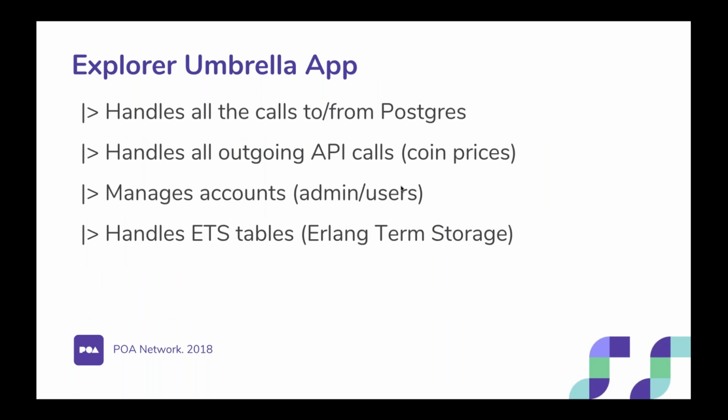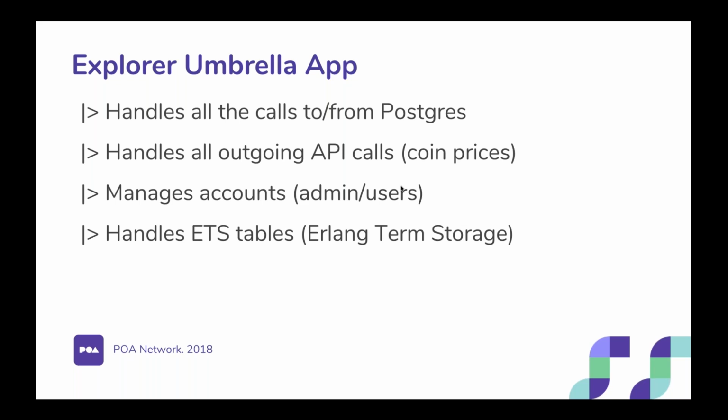All right, so next we're going to talk about the Explorer umbrella app. This handles, again, as I said before, all the business logic and services for BlockScout. This handles all the calls to and from Postgres. This also handles all our outgoing API calls. So we do need to fetch the prices for all the tokens and the coin on that particular chain. And that's actually stored in an ETS table.